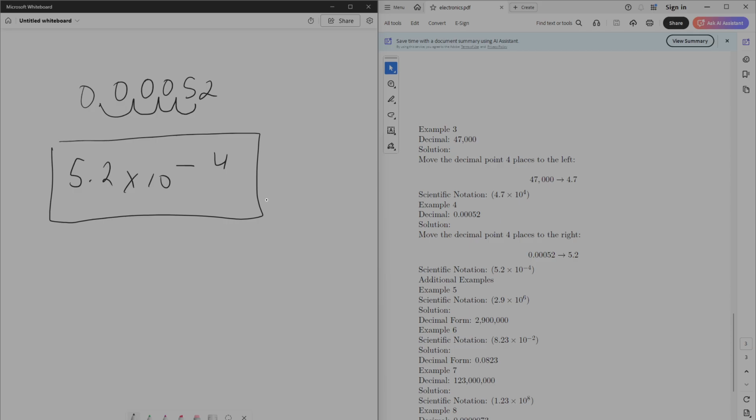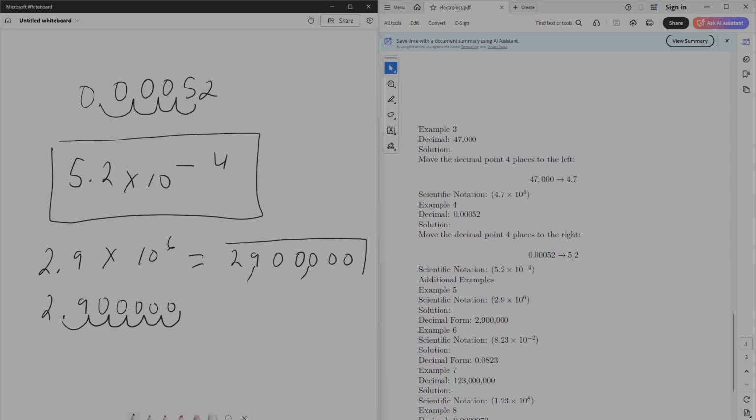Now let's go to example number 5. We need to convert it to decimal form. 2.9 times 10 to the 6 to decimal. That means 2.9, 1, 2, 3, 4, 5, 6. So the answer is equal to 2,900,000.